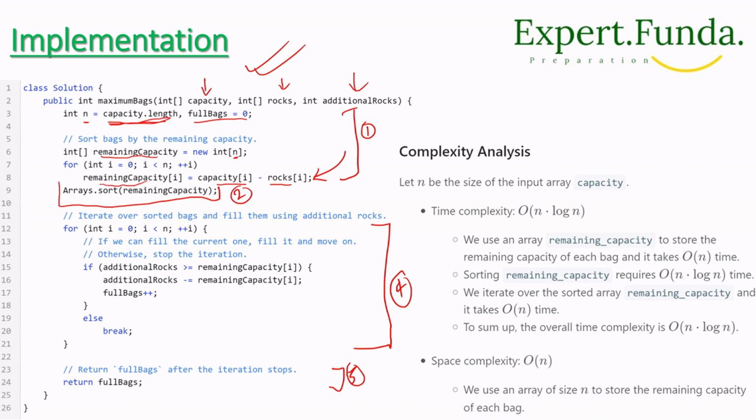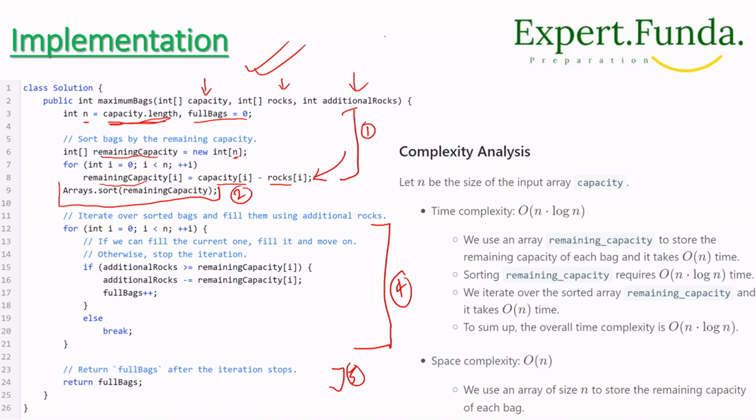0 to n, and then we check if the additional capacity is greater than or equal to the remaining capacity of i. Additional capacity is greater than or equal to remaining capacity of i, right? So if it is greater than or equal, what we have to do is decrease the additional rock by the remaining capacity.